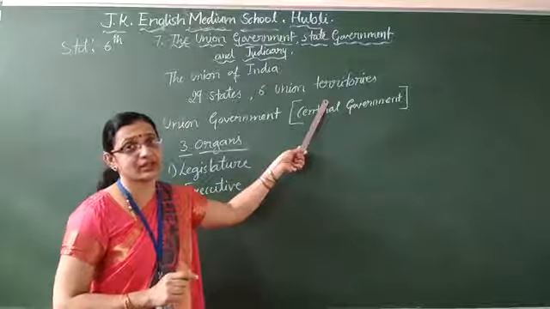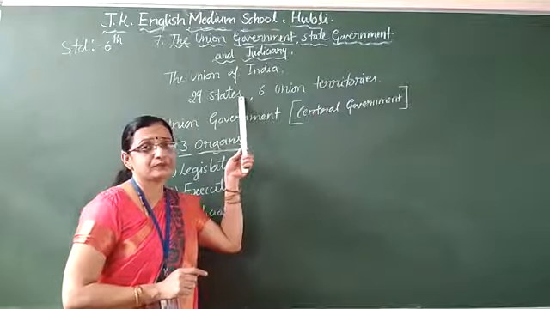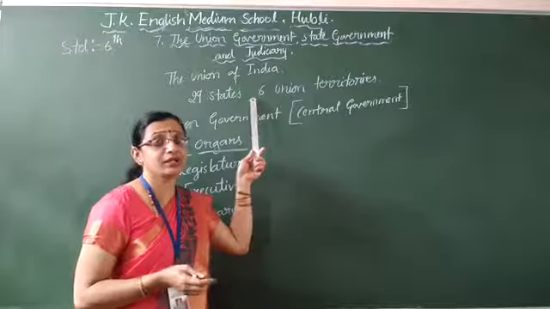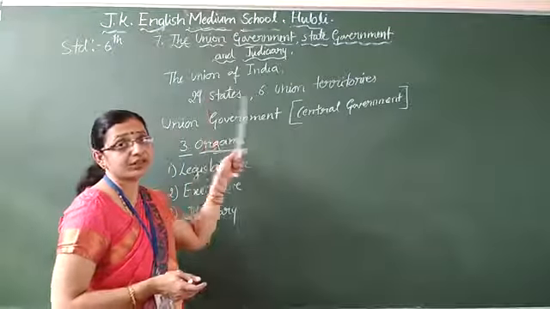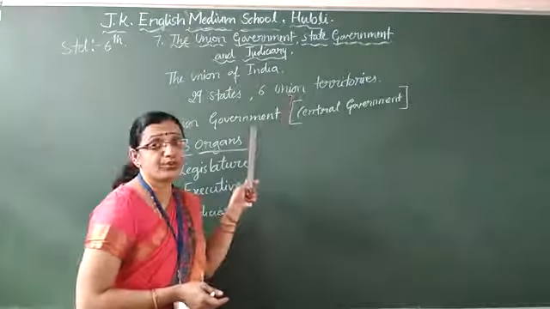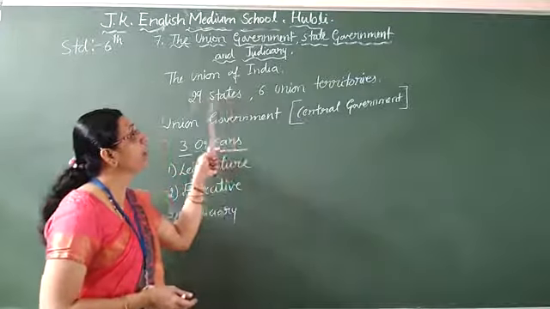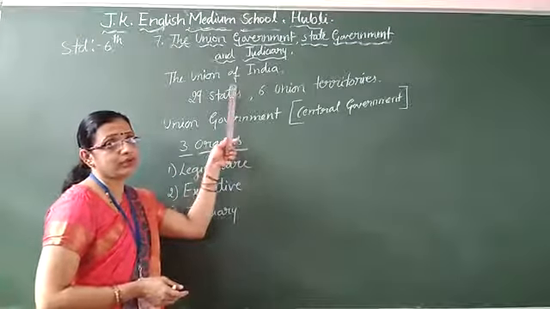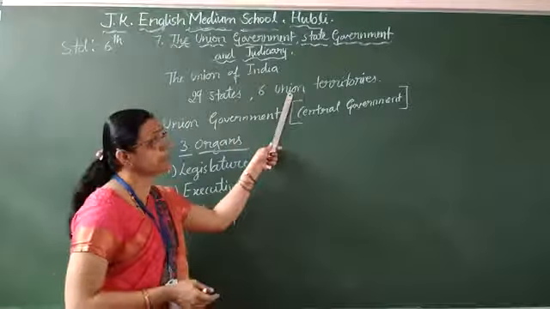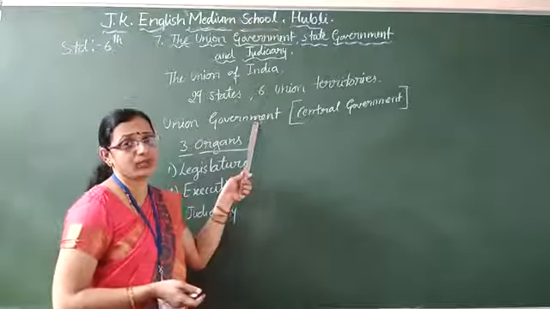Islands and all of that are called union territories. They are outside India, but they belong to India. Sumatra island and all, those islands belong to India, so they are called union territories. Union territory means they belong to the union government, the central government. Territory means place. I hope you understood the Union of India: 29 states and 6 union territories. Union territories are outside India, but they are governed by the union government.